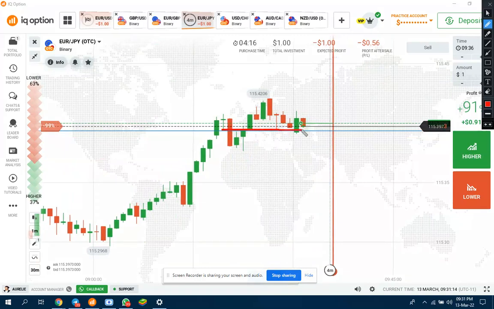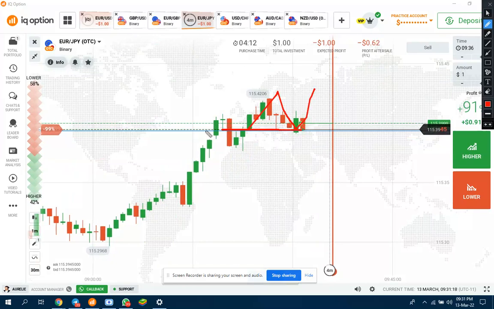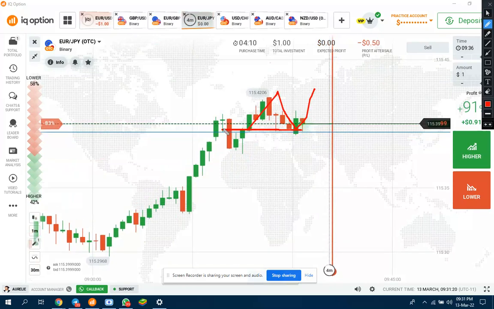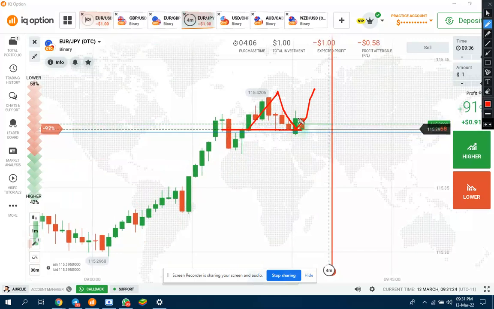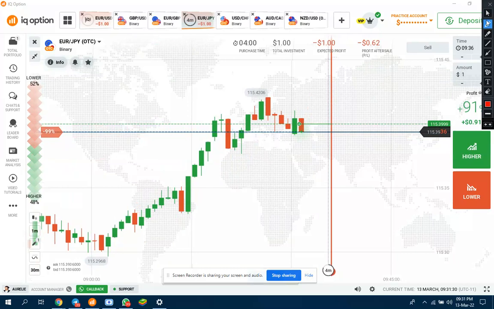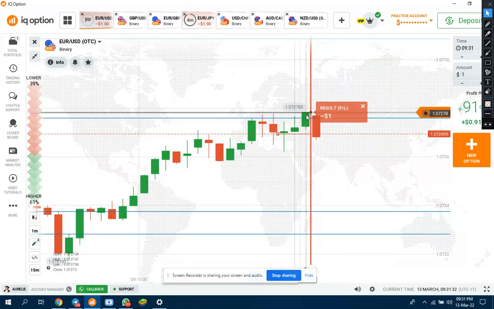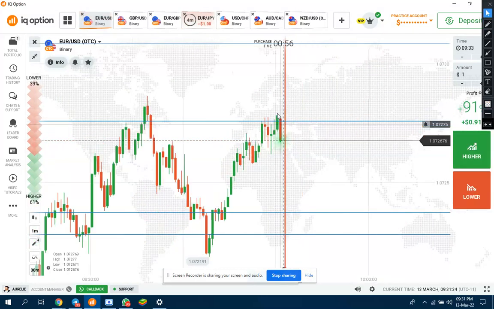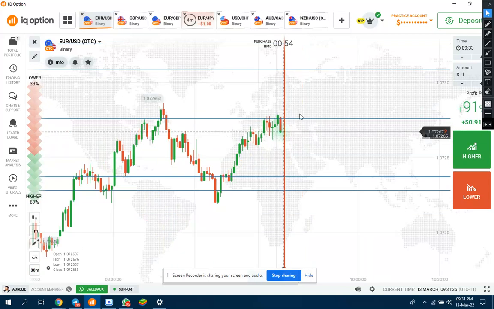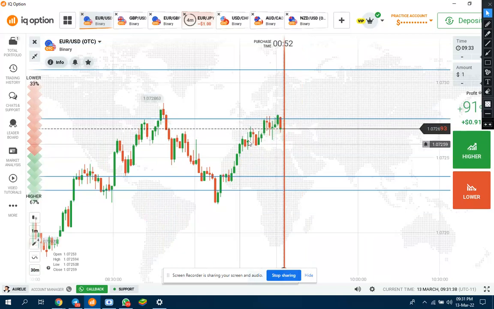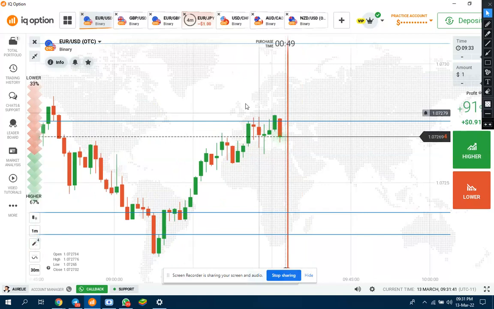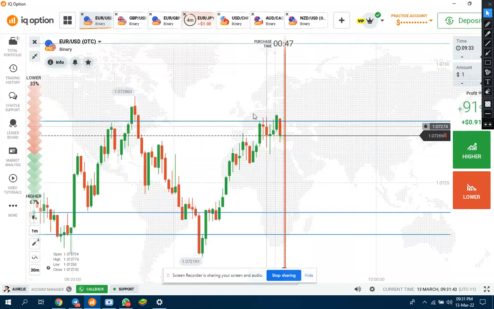Okay, because I was expecting the price to drop to this point after the price broke this level, then continue. Okay, so the candle gap, so we have to wait for the candle to close before we enter the trade. Here the market is still consolidating. I don't know why. So 5 minute expiry time really doesn't work here because of consolidation.